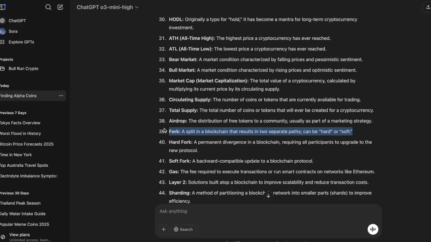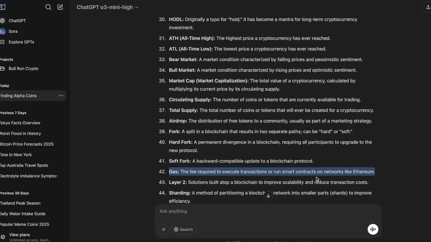Fork, a split in blockchain that results in two separate paths, can be hard or soft. A hard fork would have been like Bitcoin Cash. Here's a hard fork right here. A permanent divergence in a blockchain requiring all participants to upgrade to the new protocol. We saw that with Bitcoin Cash and Bitcoin Satoshi's Vision, or Bitcoin SV. That has gone away. It's no longer existing. A soft fork, a backward compatible update to a blockchain protocol.